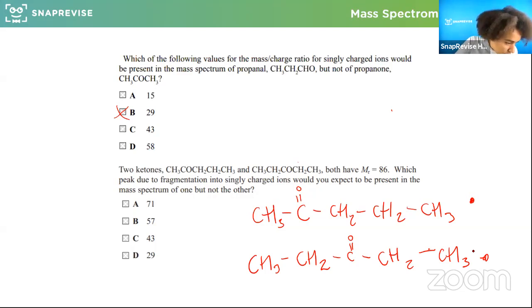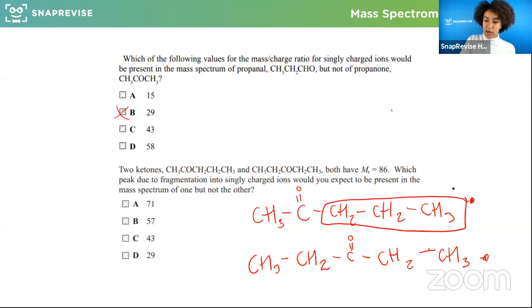So Logan says CH3, CH2, CH2 can only be in the top one, and yes, you're right. So this fragment does not exist in the bottom one, right? Because all you have in the bottom one is CH3, CH2, and CH2, CH3. You can't have that long chain. So that would be 12 times 3, because there's 3 carbons, plus 1, 2, 3, 5, 7, which is 36 plus 7, which is 43, which is on our list.